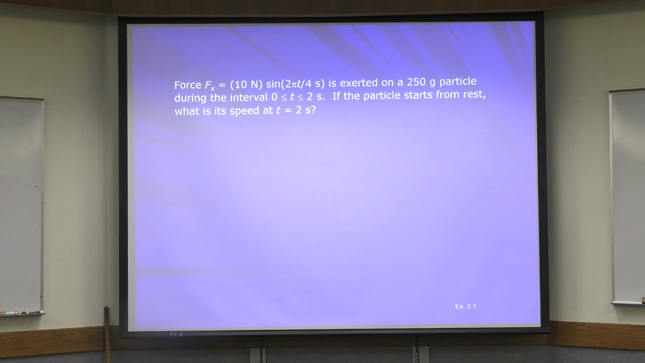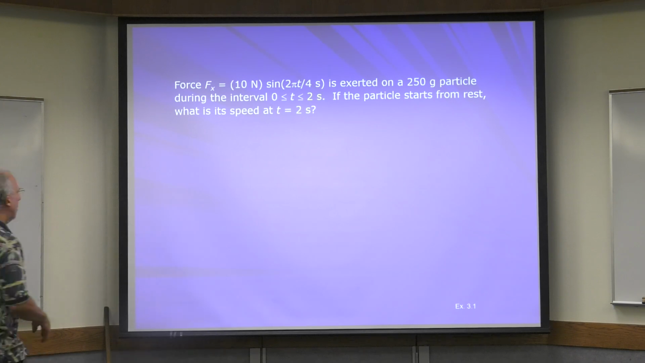So, all right, you have a varying force, right? So you know you can't use kinematics. You've got to use impulse momentum. Okay, it's exerted on a 250-gram particle during an interval 0 to 2 seconds. If the particle starts from rest, what is its speed at 2 seconds? So think about it. You have a force that varies with time. No kinematics. The only thing that we know is impulse momentum.